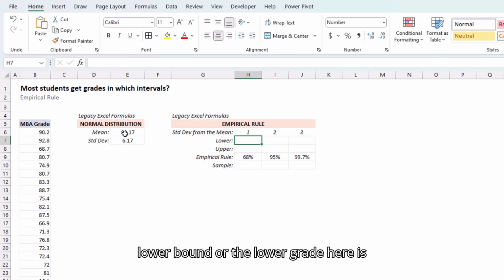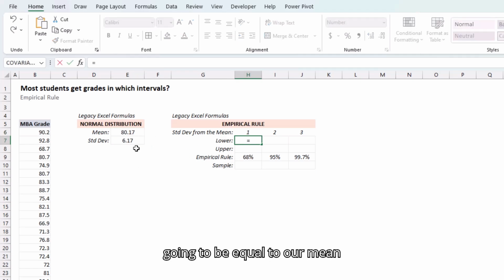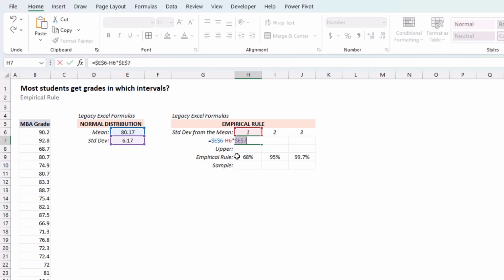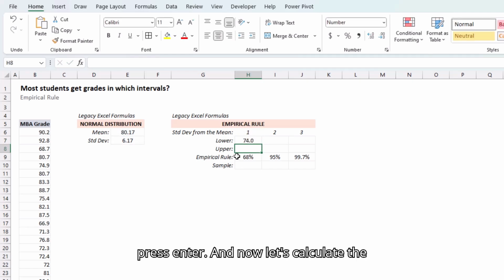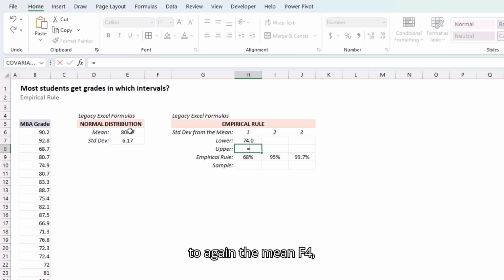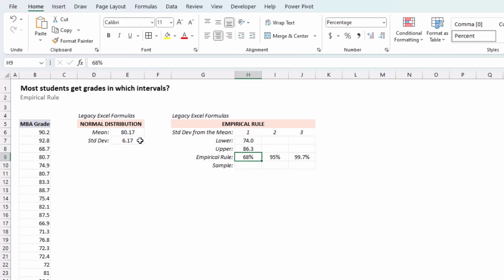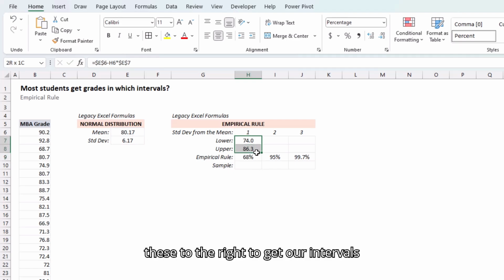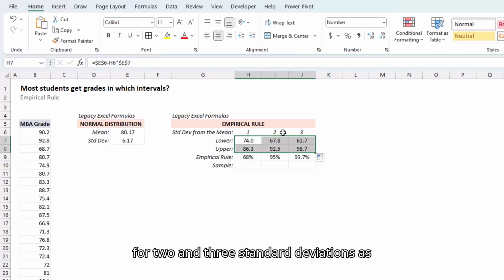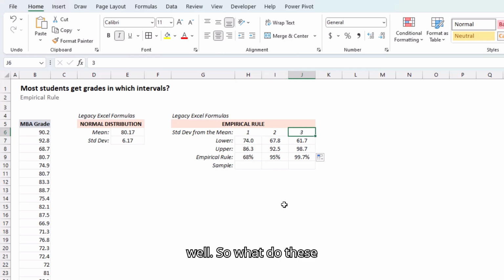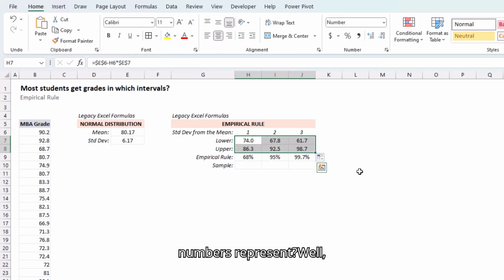The lower bound or the lower grade here is going to be equal to our mean minus 1 times the standard deviation. And let me fix these two values with F4. Press enter. And now let's calculate the upper bound, which is going to be equal to, again, the mean, F4, and this time plus 1 times our standard deviation. F4, press enter. And let's apply these to the right to get our intervals for 2 and 3 standard deviations as well.